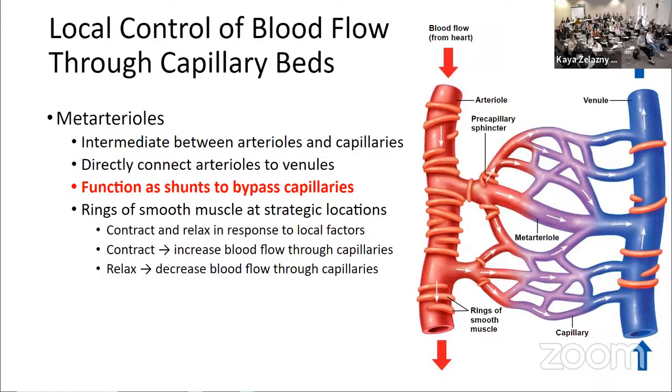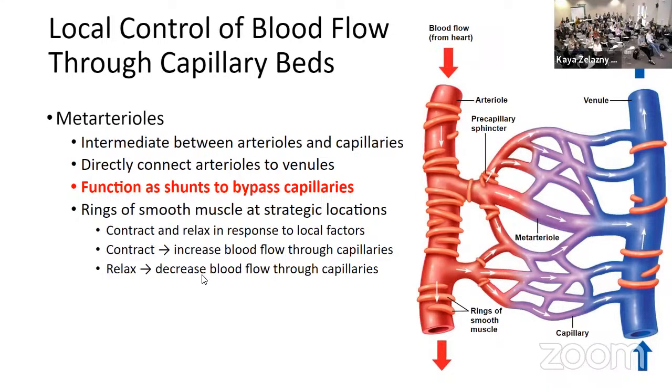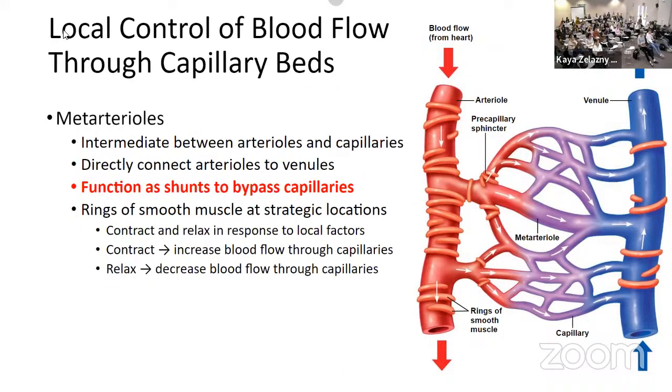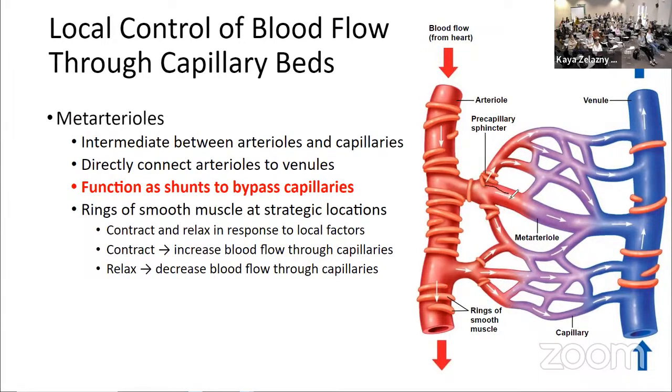When they contract, they're going to end up increasing blood flow through the capillaries. When they relax, they're going to decrease blood flow through the capillaries. So they're basically either cutting off the meta-arteriole, or relaxing and letting blood go through the meta-arteriole and therefore skip over the capillary. So we can do some fancy control of specific capillary beds through the action of these meta-arterioles with their smooth muscle. I should point out, if the meta-arteriole is contracting, it gets narrower, its resistance is going up, so its flow is going down, which means that blood has to go somewhere, and it goes through the capillary.